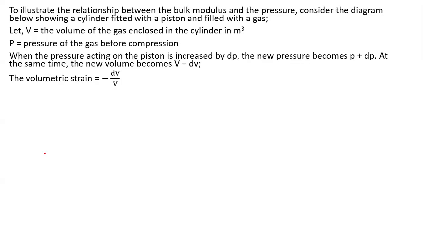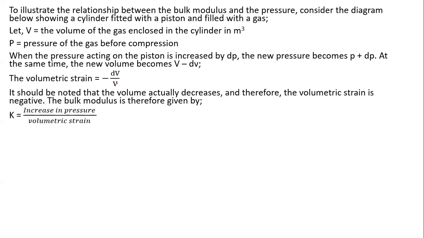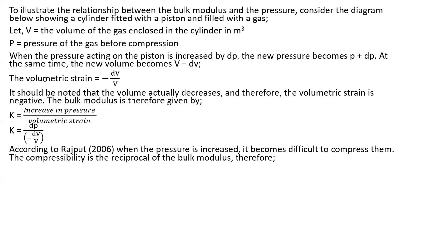So here, we're saying the volumetric strain is the ratio between the change in volume and the original volume. So that's what we have there. Hence, K itself can be expressed as the increase in pressure over volumetric strain. And hence, we have dP over negative dV over V, referring to the summary of this formula, because we're saying volumetric strain is the change in volume over the original volume. So that change in volume is on top.